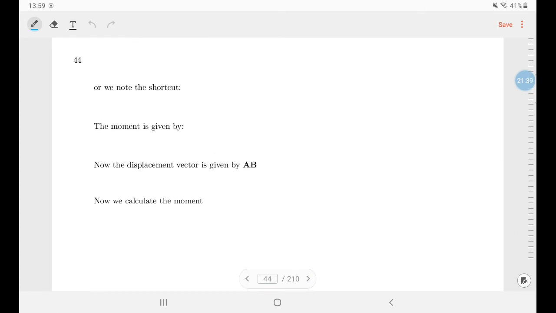Okay. Or we note the shortcut. The shortcut is that the magnitude of F is 60 and the magnitude of C to B is 3. And therefore, because they're in the same direction, if I multiply CB by 20, it becomes length 60. So now we won't do the shortcut. We better go back and find CB hat. We'll do that up here.